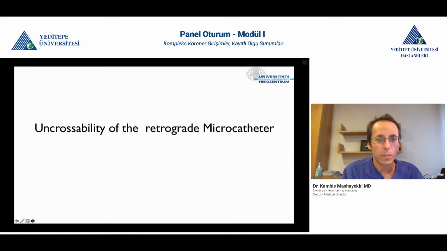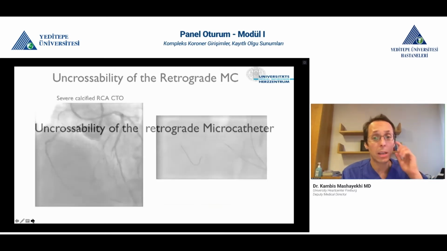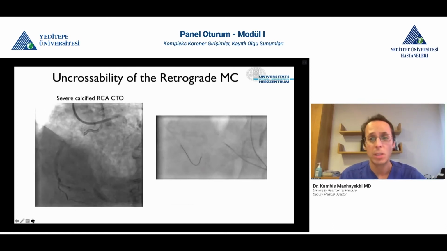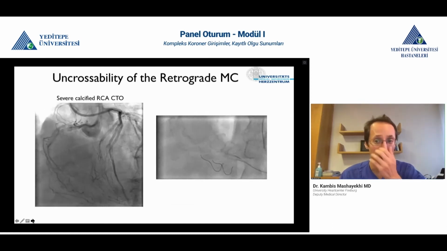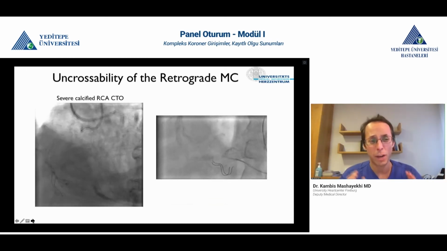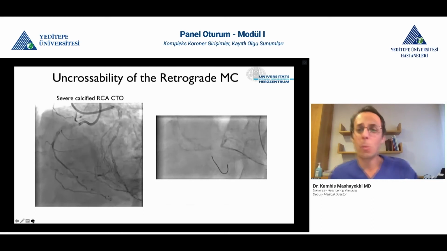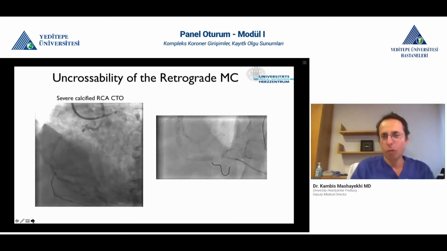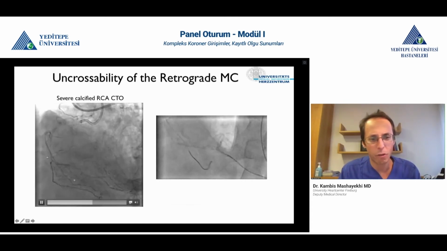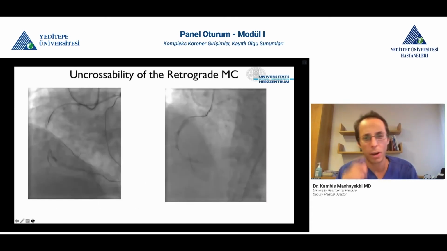Okay. So now we focus on the uncrossability of the retrograde microcatheter. It's a big topic, and it doesn't occur too often. It occurs sometimes in the septal channel. Then we are able to dilate the channel, but it can occur in huge calcified lesions. And this is the problem when you have both antegrade failure and retrograde failure, because the microcatheter can't pass. Like here, a very, very severe calcified RCA occlusion.